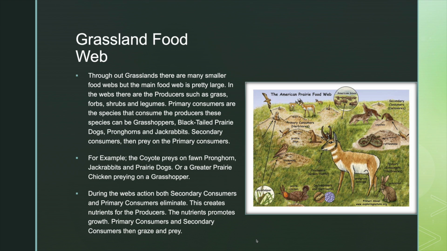For example, the coyote preys on a fawn pronghorn, jackrabbits, and prairie dogs, or a greater prairie chicken preying on a grasshopper. During the web's action, both secondary consumers and primary consumers eliminate. This creates nutrients for the producers. The nutrients promote growth. The primary consumers and secondary consumers then graze and prey.